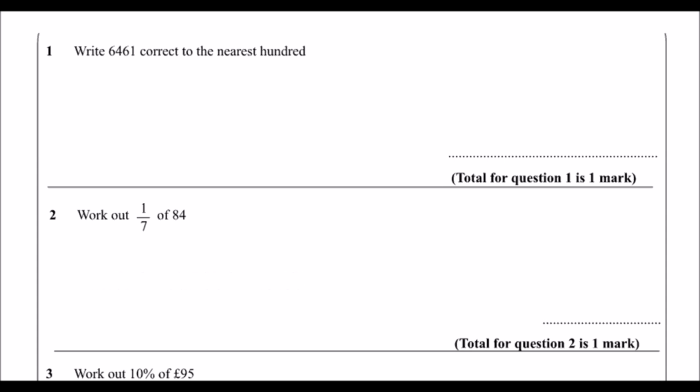Question 1. Write 6,461 correct to the nearest hundred. So is it close to 6,400 or 6,500? It's closer to 6,500.